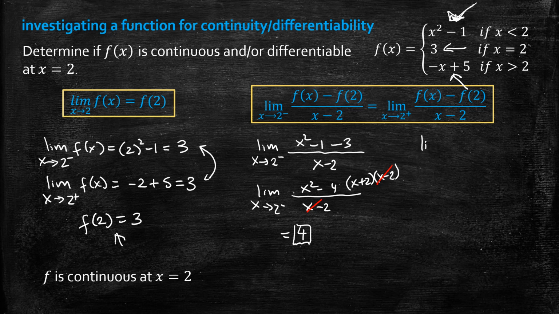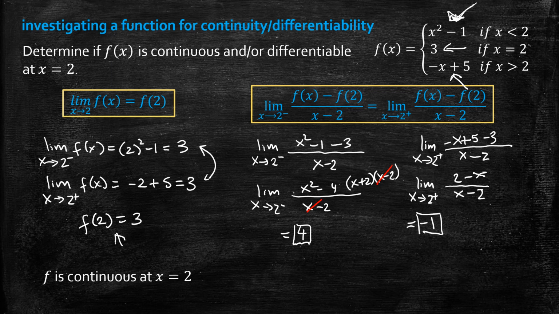And now we're going to repeat from the right. So from the right, we're going to use negative x plus 5 minus 3 again, all over x minus 2. So from the right, on the top, we get 2 minus x. On the bottom, we have x minus 2. And hopefully, you can recognize that answer as just being negative 1, because 2 minus x and x minus 2 are opposites of each other. Since these do not match, 4 and negative 1 do not match, we conclude that f is not differentiable at x equals 2.